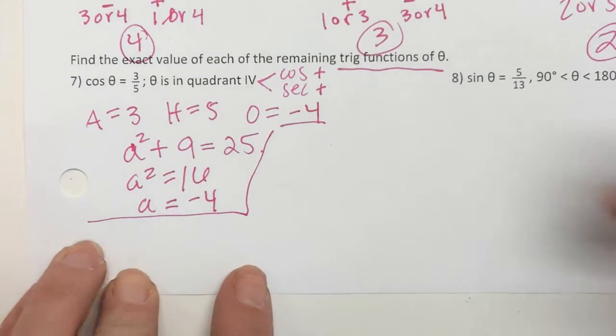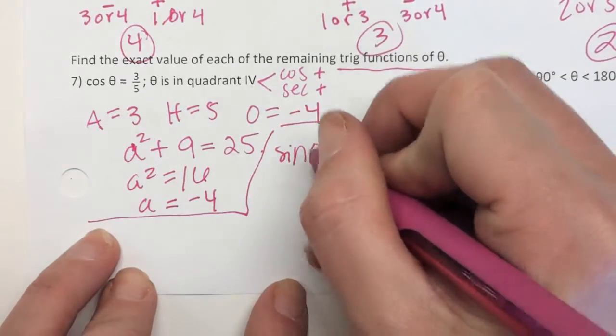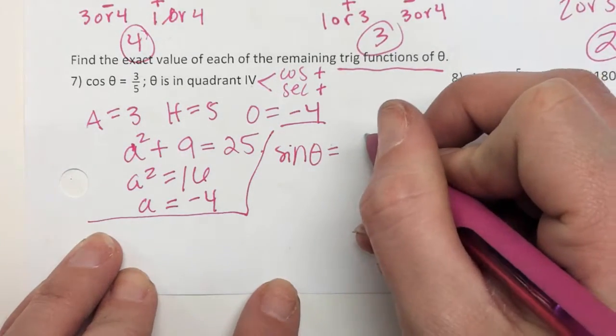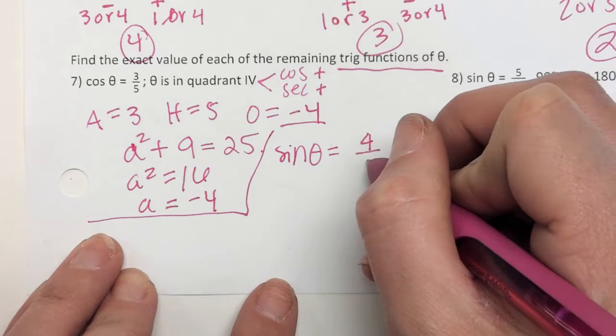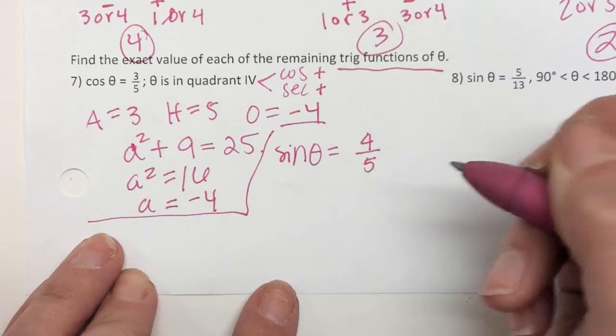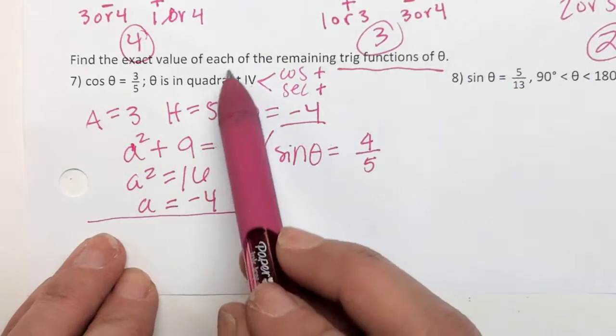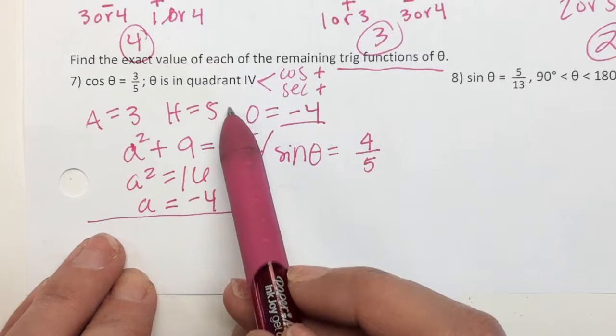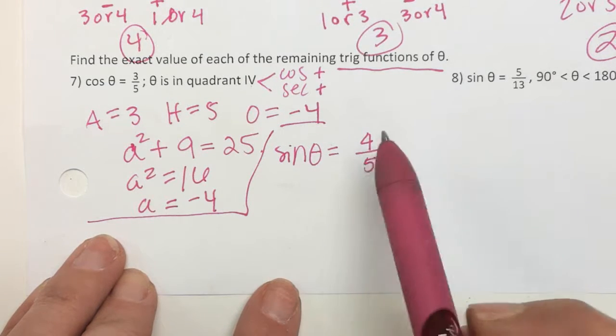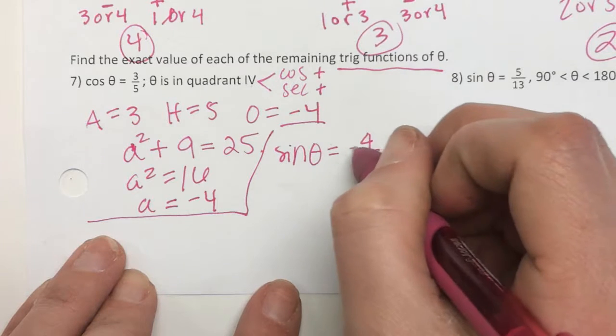Alright, sine is what over what? So say if you just had 4. Over what? Hypotenuse. You know it has to be negative because it's in quadrant 4. And in quadrant 4, is sine positive? Nope. Has to be negative.